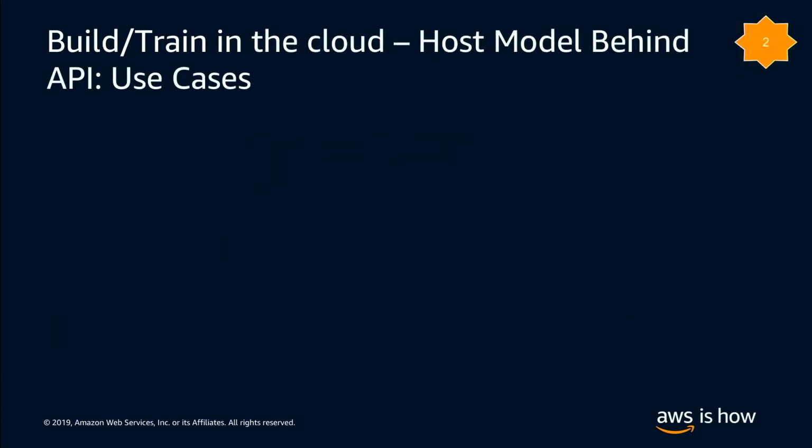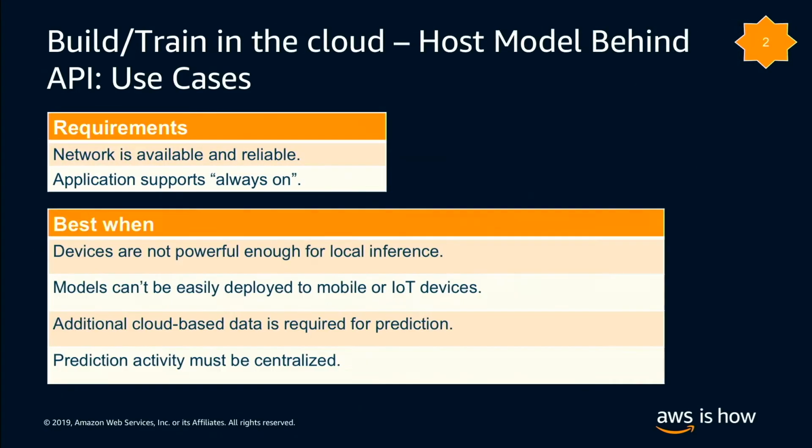Okay. So some of the use cases and requirements: the network is available and reliable, and the application must support always on. Again, devices are not powered enough for local inference. So this is one of the other issues. Let's say we want to support India or China. Some of the older devices, a lot of them are 5 to 7 years old. A lot of times they're not even connected to the internet unless they go to cafes. So there's a lot of issues there. If you want to support those products and those users on a daily basis, a lot of times this would be really tough to do.